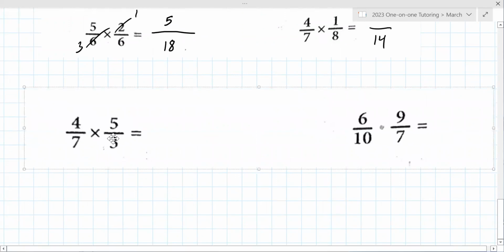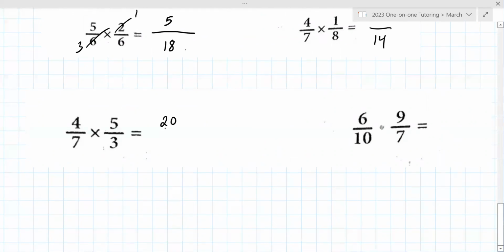Okay, go ahead and do the next one. You can't pre-reduce it. There's no pre-reducing. So here's the thing: if there's no pre-reducing, there's no post-reducing. But you should always look because you might have missed one. So it's 20 over 21. Good.